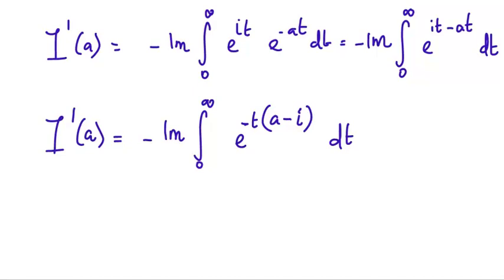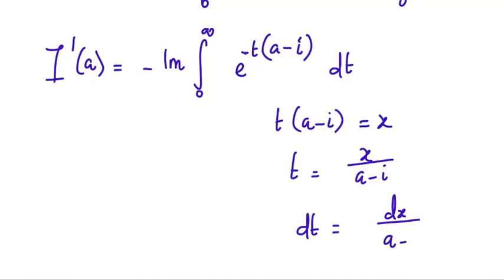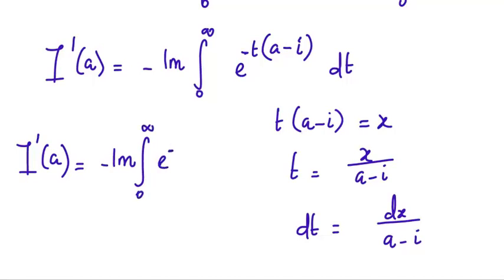Now time for substitution. We're going to let t times bracket a minus i equal x. Now if you divide both sides by a minus i, we see that t is equal to x divided by a minus i. Differentiate both sides, we get dt is equal to dx divided by a minus i. Therefore, I prime of a is going to be equal to negative the imaginary part of the integral. Remember, the limit remains the same. From 0 to infinity is going to be e raised to the power of negative x, the dt is equal to dx divided by a minus i.